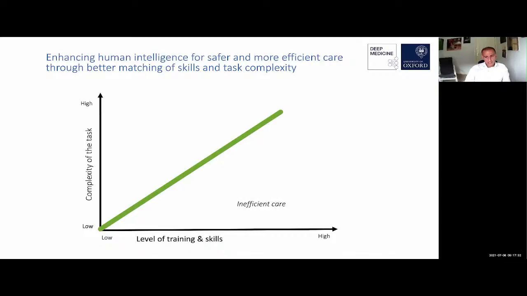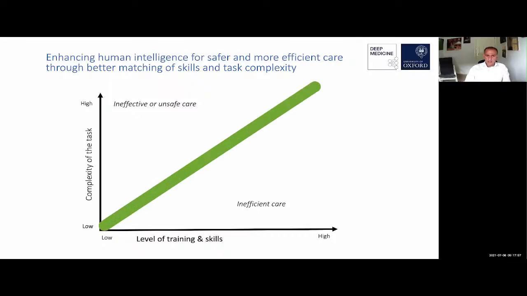If this is not the case, if we essentially burden highly skilled individuals or systems to perform low complexity tasks, we will be getting inefficient care. And on the other end of the spectrum, if people have not got the minimum required level of training and skills for a relatively high complex task, then we would get ineffective or unsafe care. And what digital tools will do is, in a sense, to enhance that green zone for better matching of skills with the task complexity, so that we are more often in that optimal zone and avoid inefficient or ineffective care.